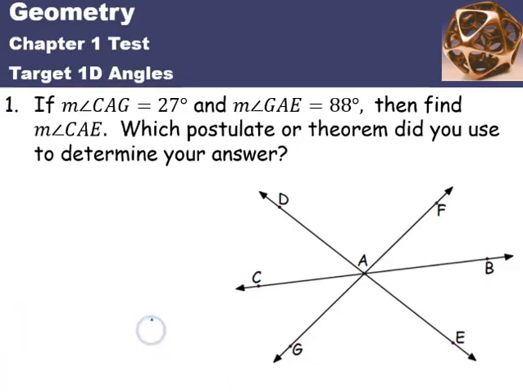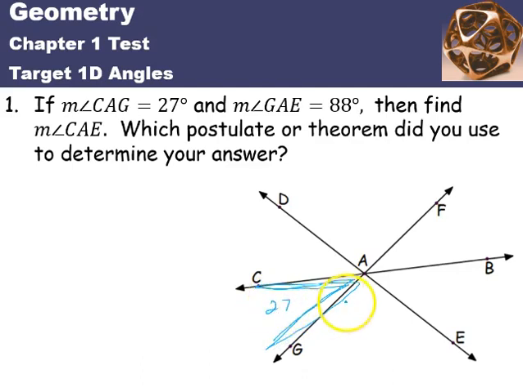Alright, this is target 1D angles. So adding angles, so angle addition postulate, angle bisectors, complementary and supplementary. So this gives us the measure of angle CAG. This is angle CAG. And my advice to you is that you trace these angles so you know where they are. And we know that that's 27.